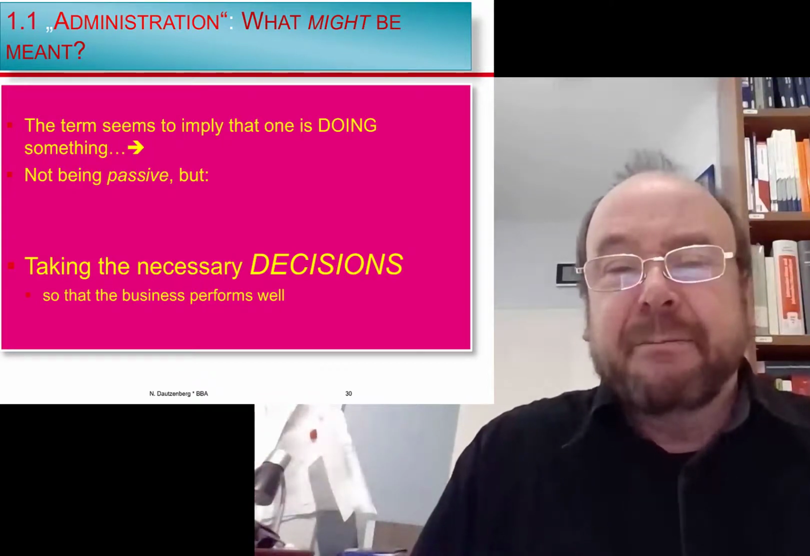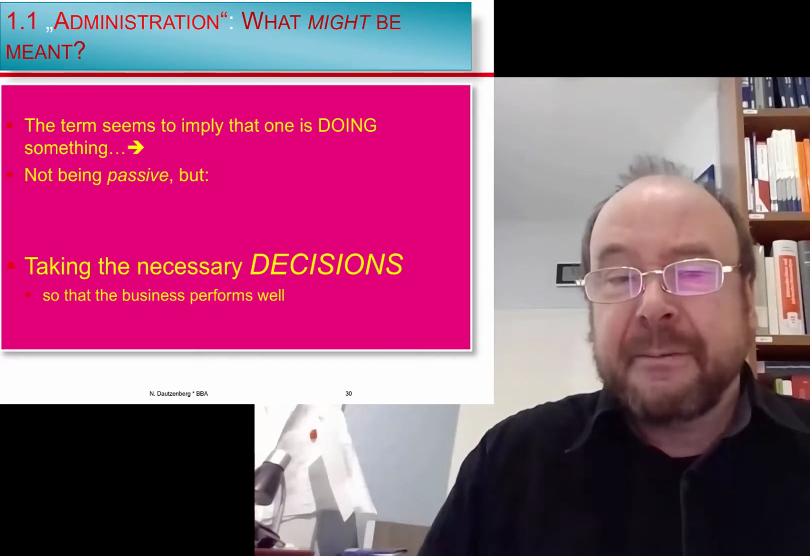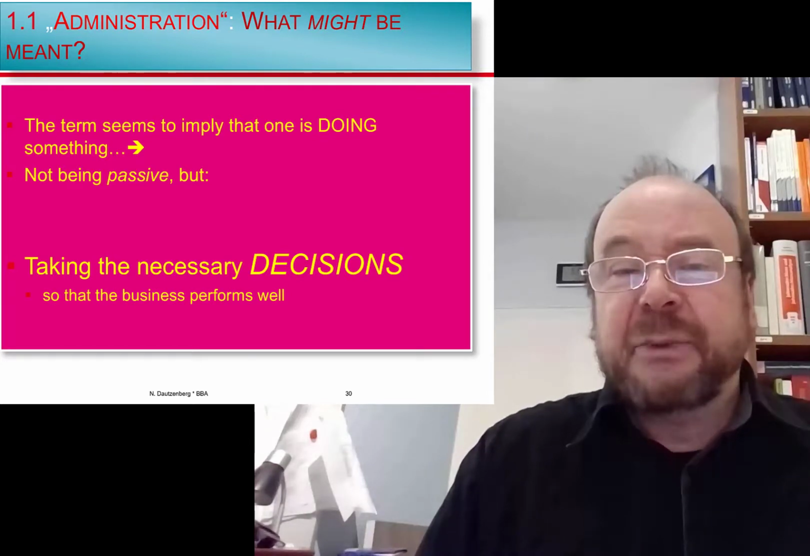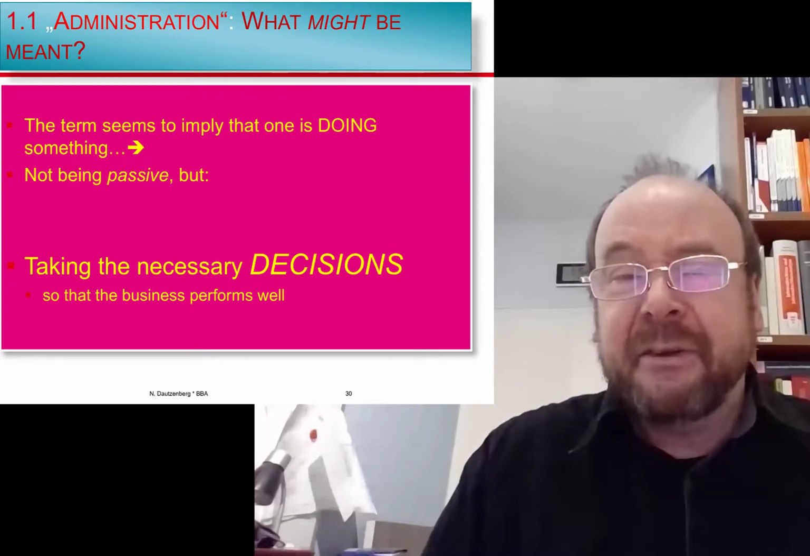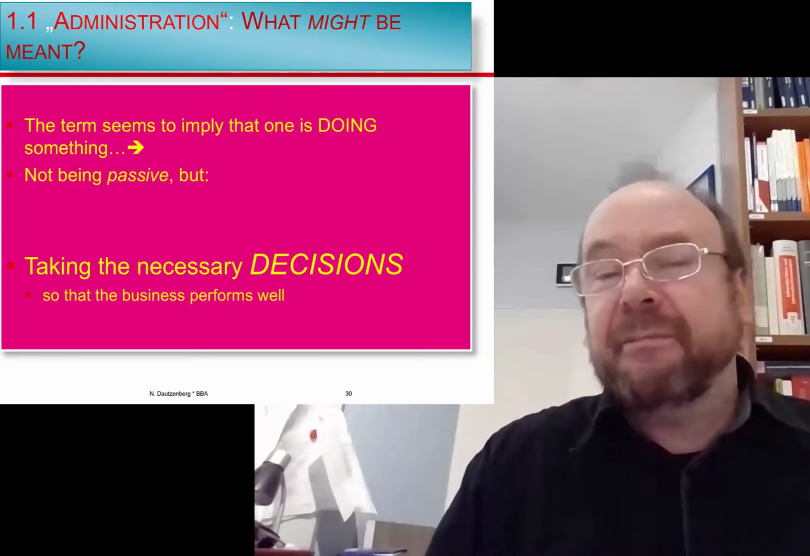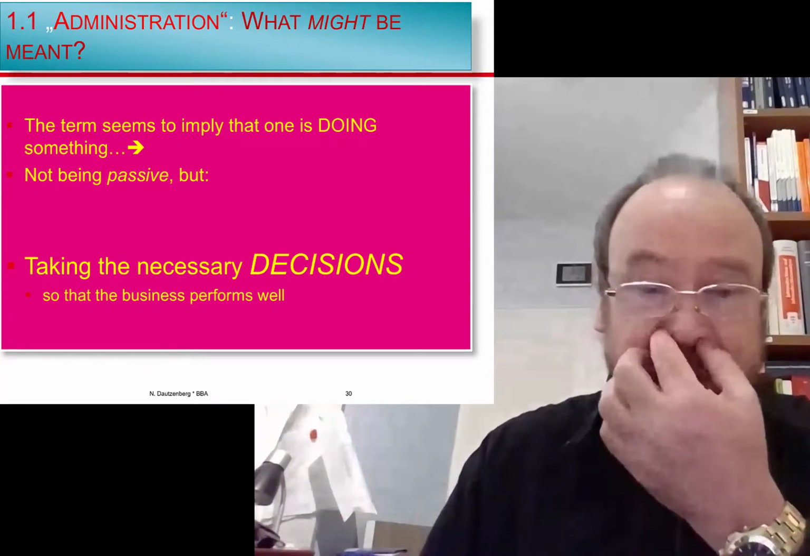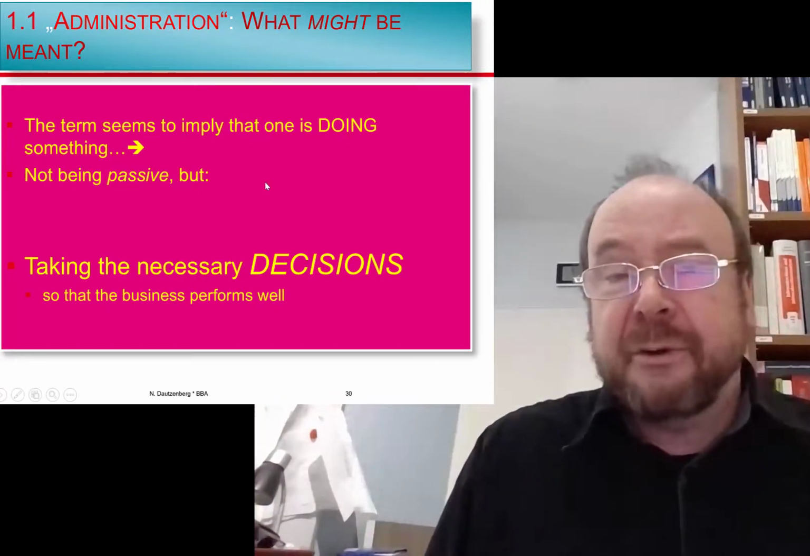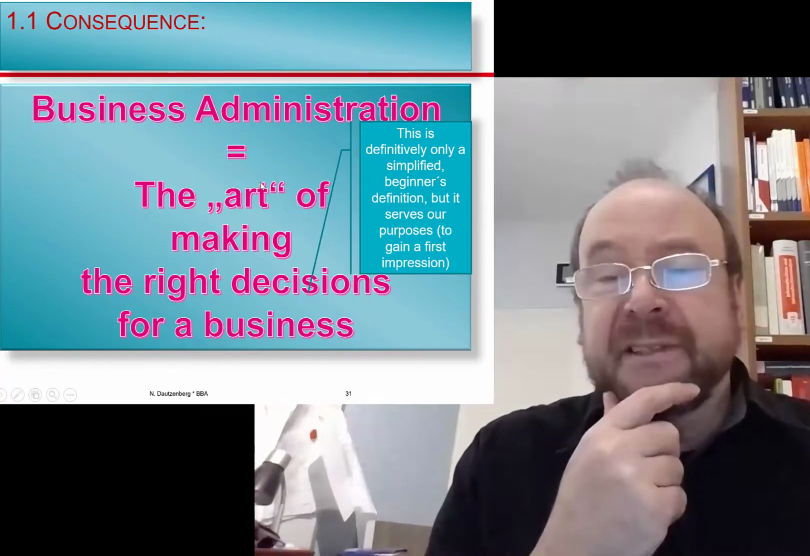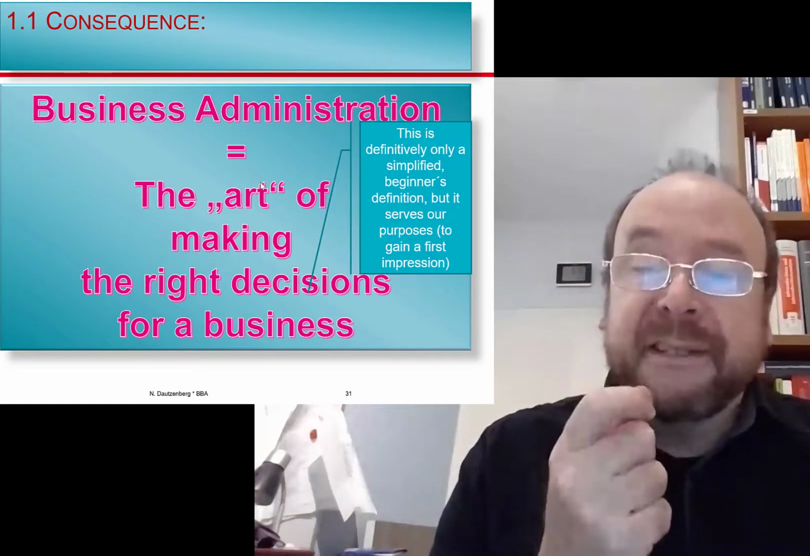It seems to be that administering something properly also means that you will have to take necessary decisions, yeah, to make sure that everything is properly done. In my mind, administration has the association of doing things properly, and so in the best way. That requires taking necessary decisions so that the business can perform well. So business administration might be the art of making the right decisions for a business.